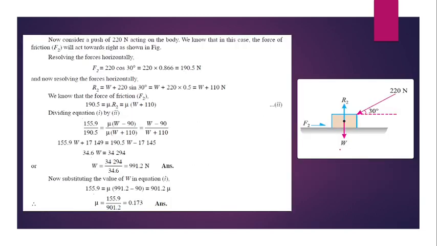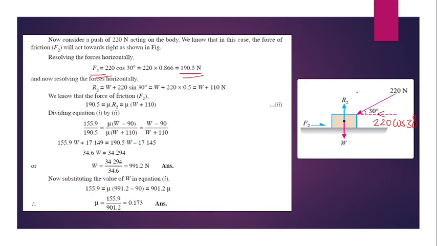Then, applying the second condition, a push of 220 Newton is applied on this object, and the line of action of the push is inclined 30 degrees to the horizontal. Resolving in the horizontal direction, F2 is in the positive direction and 220 cos 30 is in the negative x direction. So F2 equals 220 cos 30, and we can calculate F2 as 190.5 Newton.